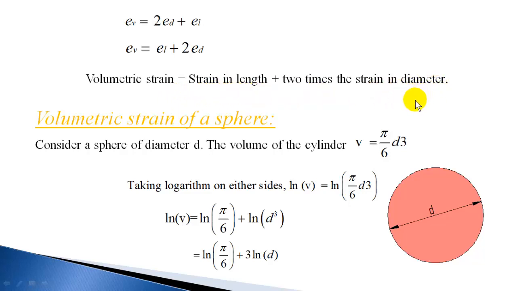So volumetric strain of a cylindrical rod can be found out as strain in length plus 2 times the strain in diameter. Now let us consider a sphere having a diameter d. Its volume is pi by 6 d cube. Now if you take logarithm on either side, you get log v is equal to log pi by 6 d cube. So it is log v is equal to log pi by 6 plus log d cube, which is log pi by 6 plus 3 log d.